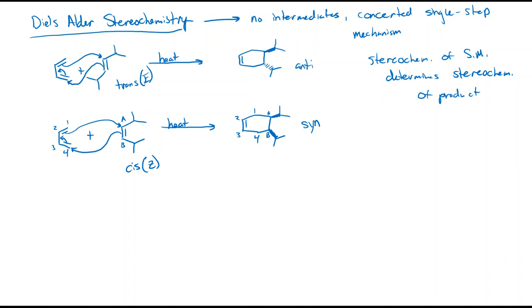This is very much like the epoxides, the stereochemistry of making an epoxide. If we look at the double bond, how the double bond is in the starting material is going to match how the wedges and dashes are in the product. And so the stereochemistry of the dienophile will always work this way. If we have a trans alkene, you'll always get the anti-product. If you have a cis alkene, you'll always get this syn product. So it's pretty straightforward.